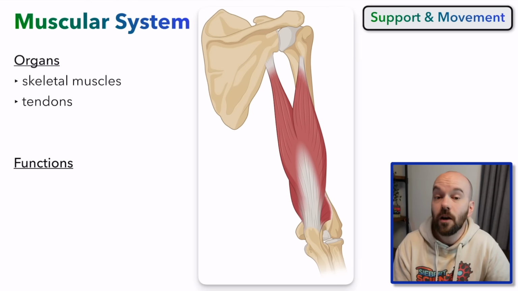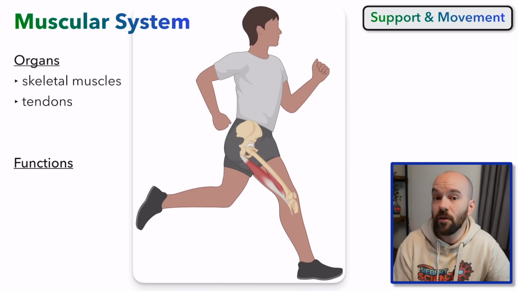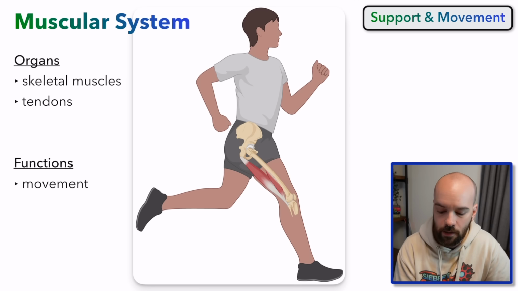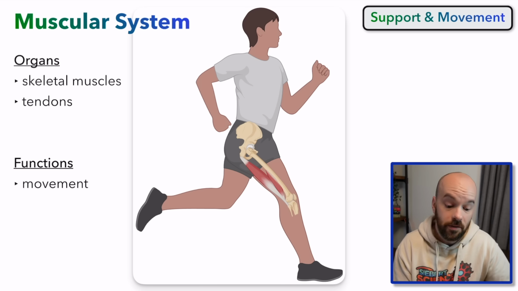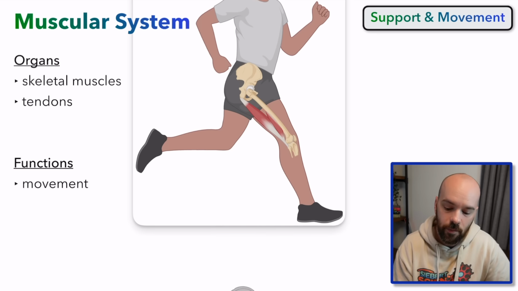Now for the functions of the muscular system, of course, one of those is going to be movement. So we've got a person running right here. We've got a hamstring muscle right there that's going to be connected to the pelvis, as well as down here. And so whenever that contracts, that's going to cause a movement of that knee joint. And so movement is a big part of the functions of the muscular system.